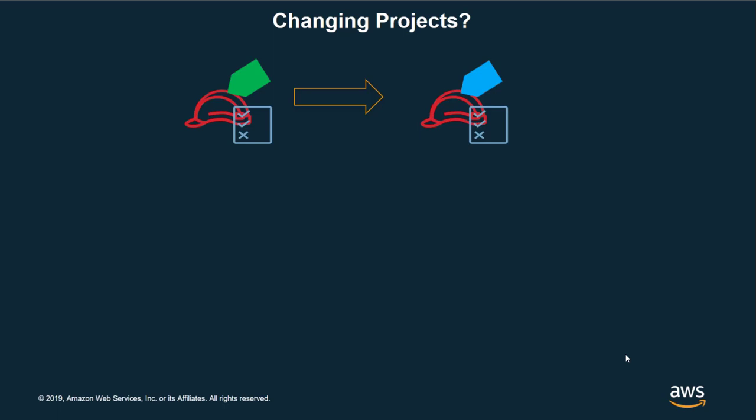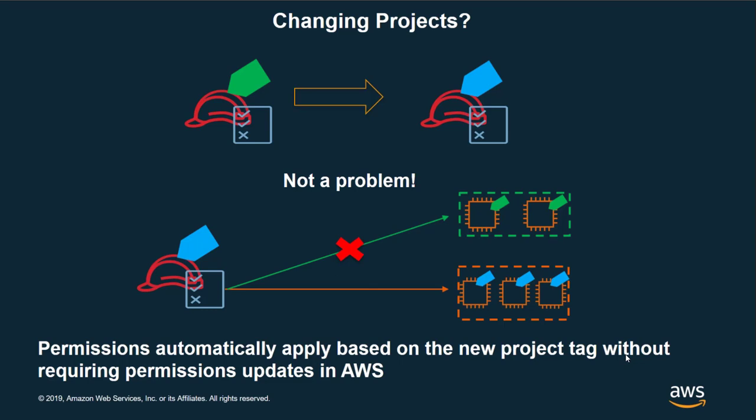So if now identities assuming the role with project tag green require access to project blue's resources, all you need to do is update the tag on the role to project blue. And this means now that role can access Project Blue's resources without having to update any permissions in AWS. Your admin can just go ahead and update the tag on the role, and they will get access immediately to the Project Blue resources. Yes, this also means that the role loses access to Project Green's resources. That can change again if you want to grant the role access to Project Green resources.